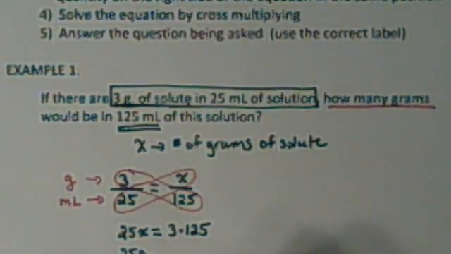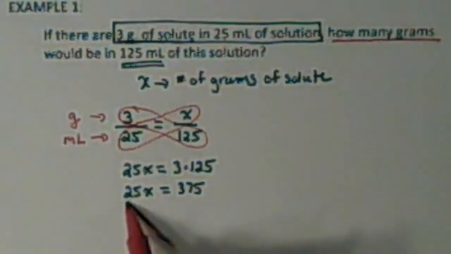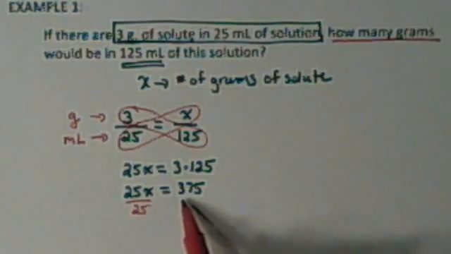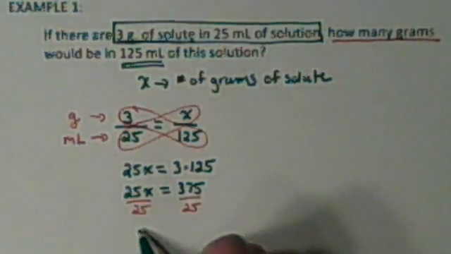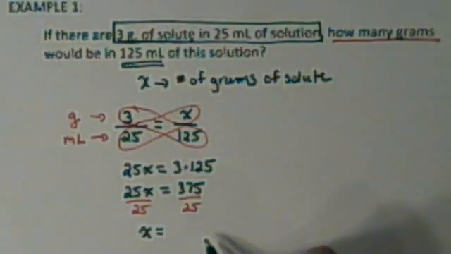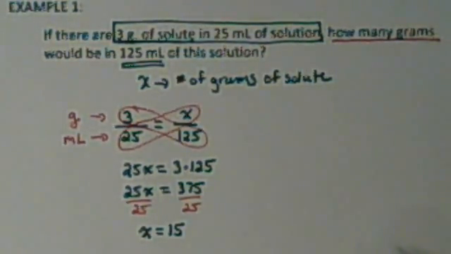So I now have 25x is equal to 375. To finish solving this, I simply divide both sides by 25, and I end up with x is equal to 15. And it's an exact 15.